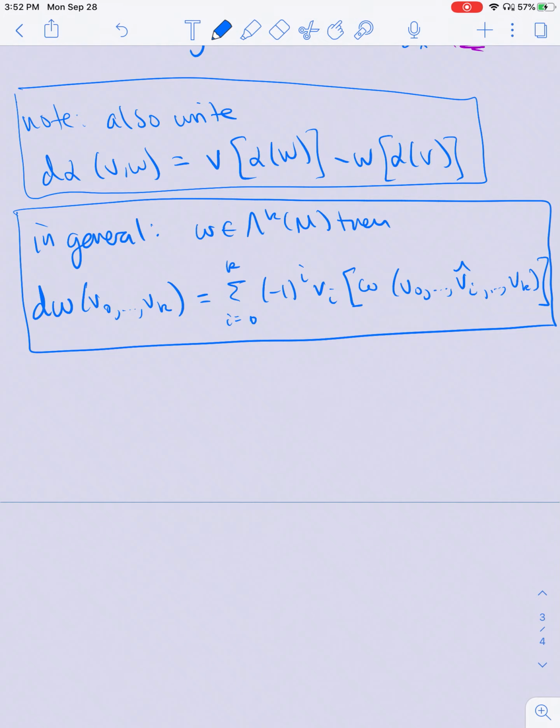Okay, so stay tuned for how to generalize this when I have non-constant vector fields.